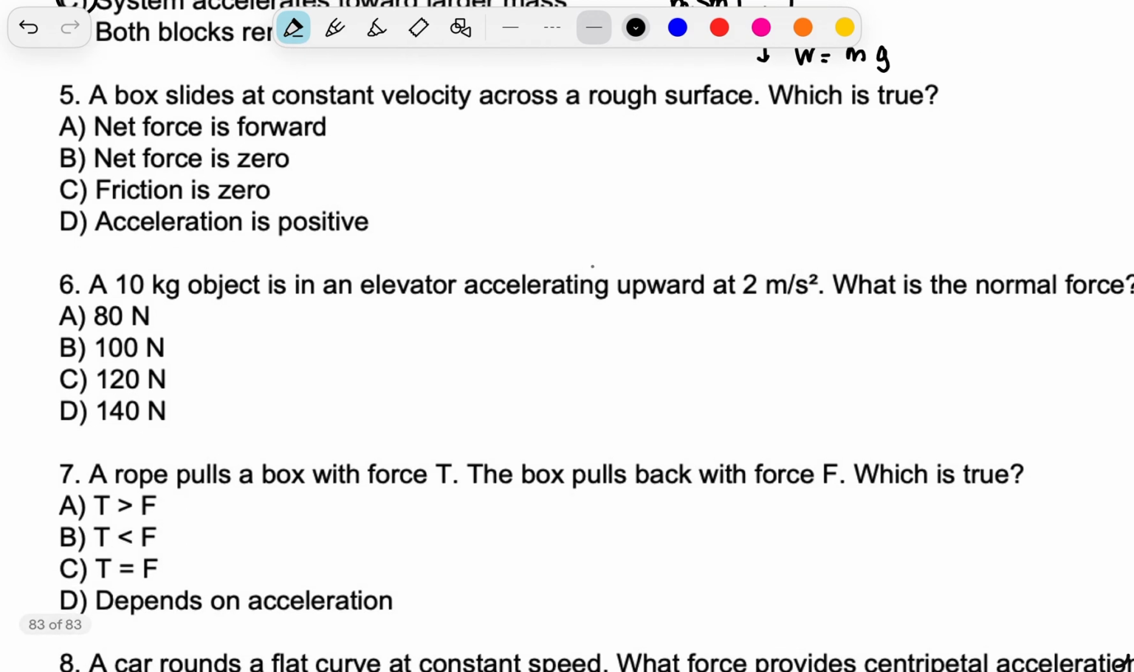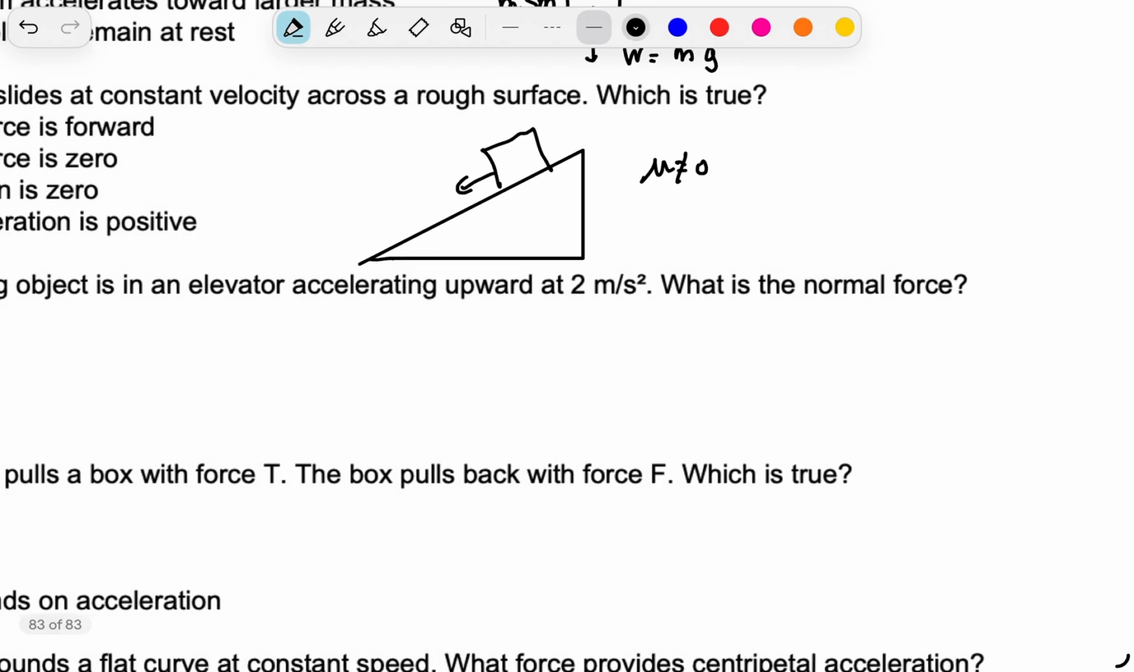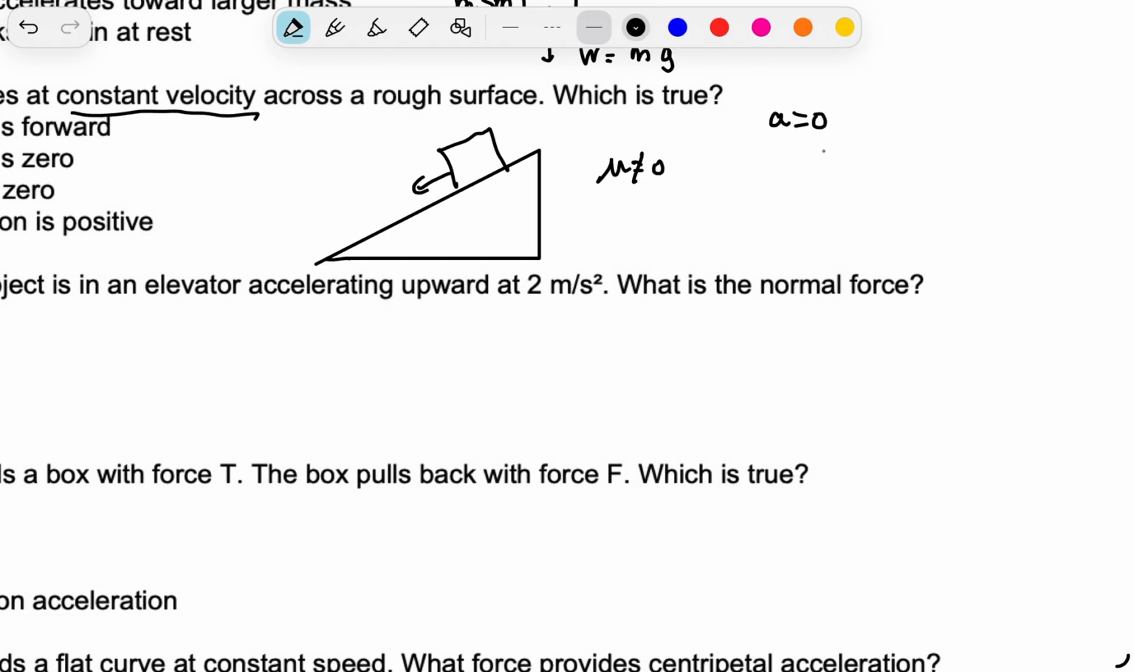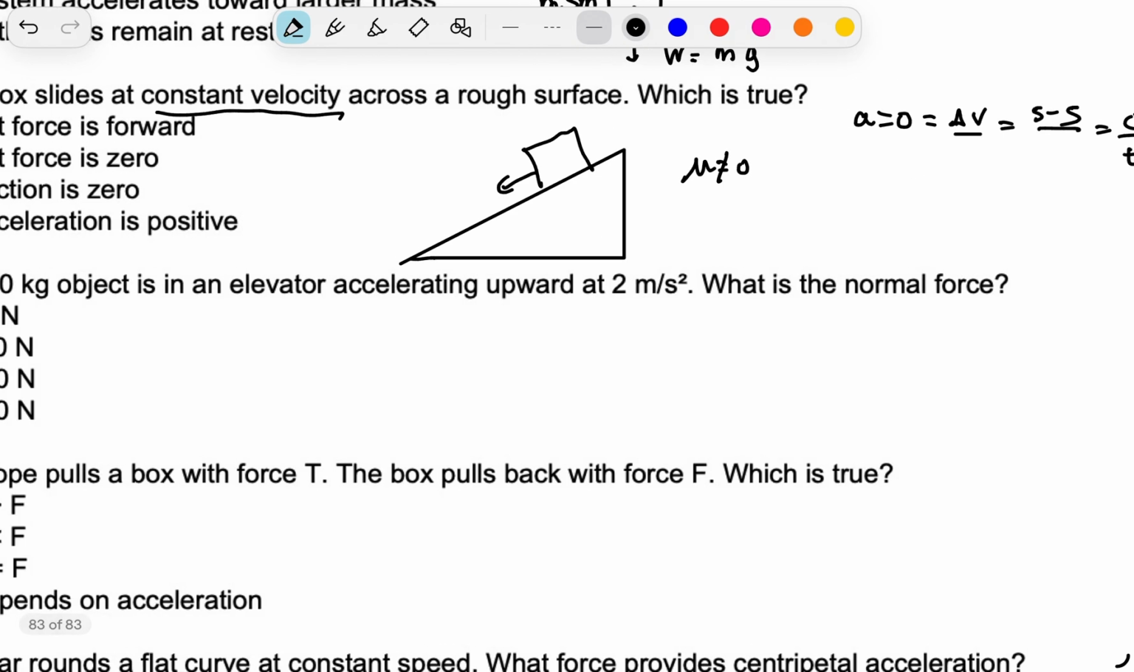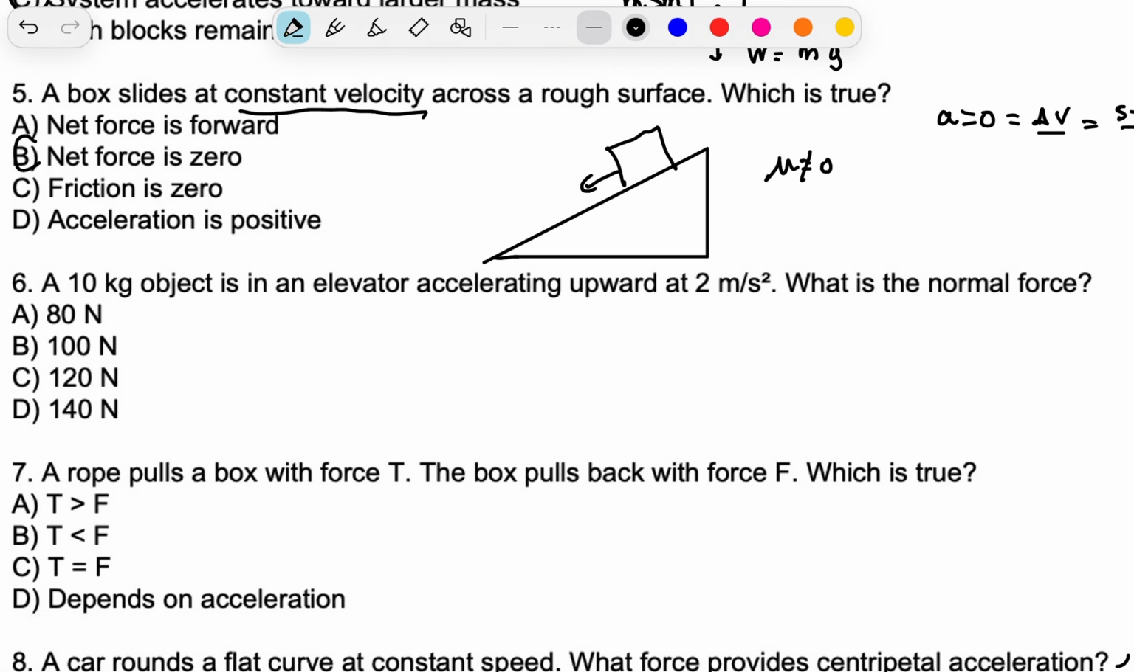Now we have a box that slides down a rough surface at a constant velocity. So that means your frictional force is not equal to 0. So if we're going down, we have to know that acceleration is equal to 0 because the key word here is you have a constant velocity. So when you have your change in velocity, if you have, for example, 5 minus 5, that is a constant number. So then that difference between those two numbers is equal to 0. So when you divide 0 by anything, you still get 0. So that is how you know your net force is equal to 0, because when you take F is equal to ma, that's your net force. You plug in 0, you see that your F net is equal to 0.